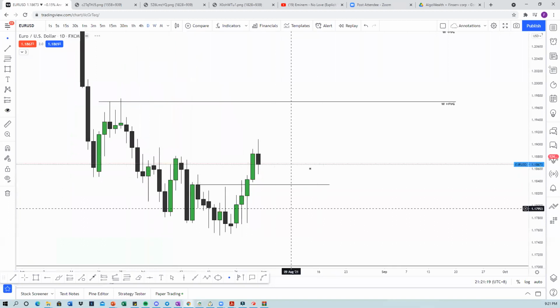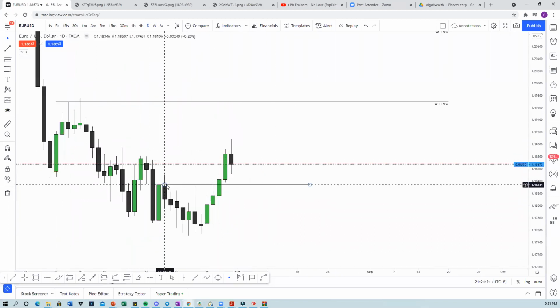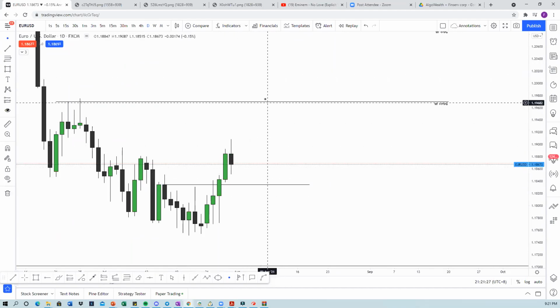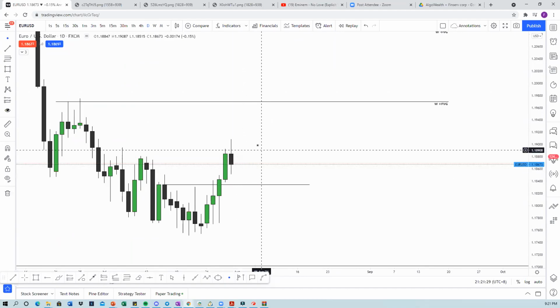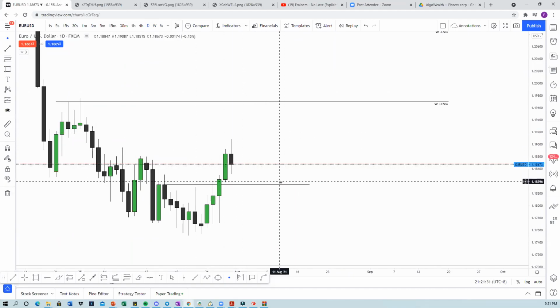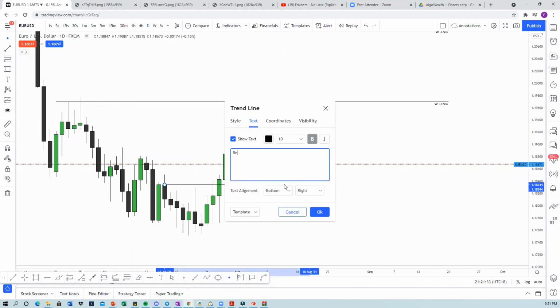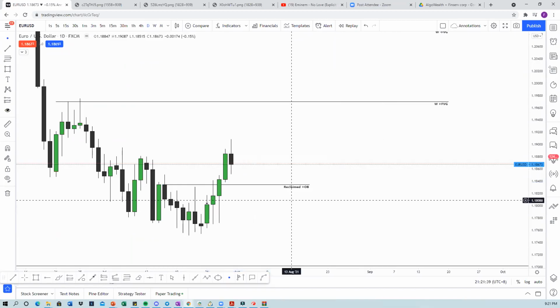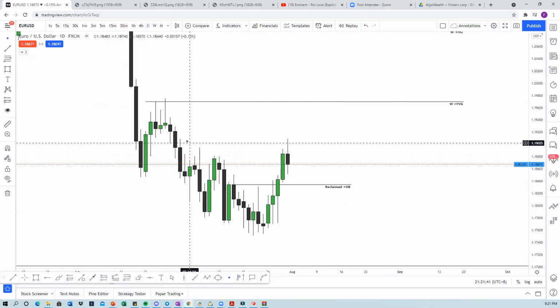But I'm just looking at it from a daily stance, right? For the daily stance, we have this reclaimed order block, and we should be able to come here and see price going higher. So let's write that down. M plus OB.